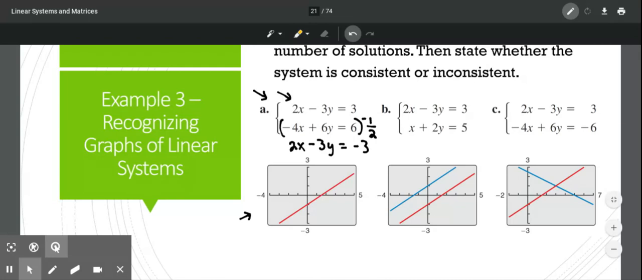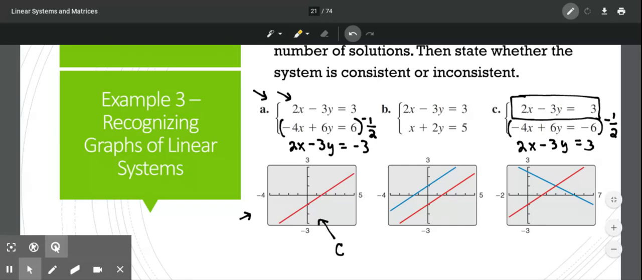So if we look at maybe the last one, and again we do that same thing, what if we multiplied by -1/2? We would get 2x minus 3y equals 3. And if you notice, that's exactly the same as what you had here. So they're the same equation. One was just multiplied by a constant. So this graph right here goes with letter C.